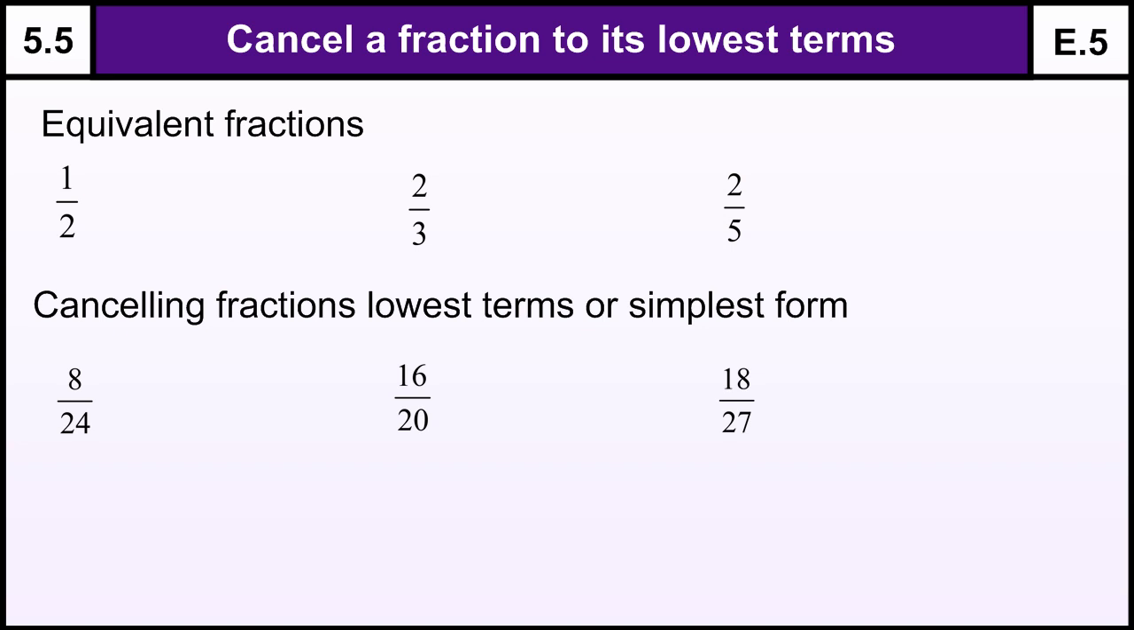Level 5, Grady. Cancelling a fraction to its lowest terms, or its simplest form possibly.